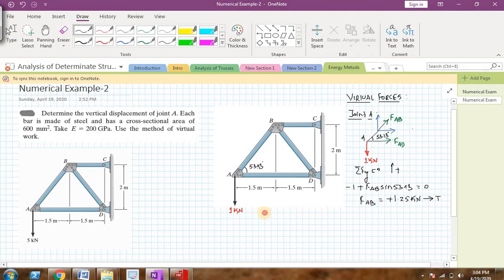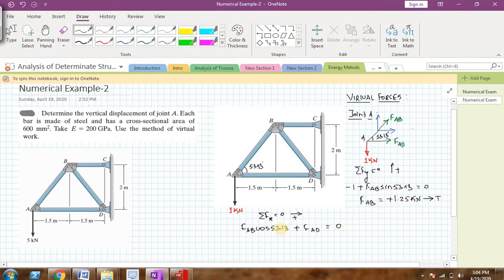Now let me apply the other equilibrium equation, summation of Fx equal to 0, taking the sign convention like this. This FAB component will be positive, so I write FAB cos of 53.13 plus FAD. No other force in the x direction or horizontal direction, so I equate it to 0.